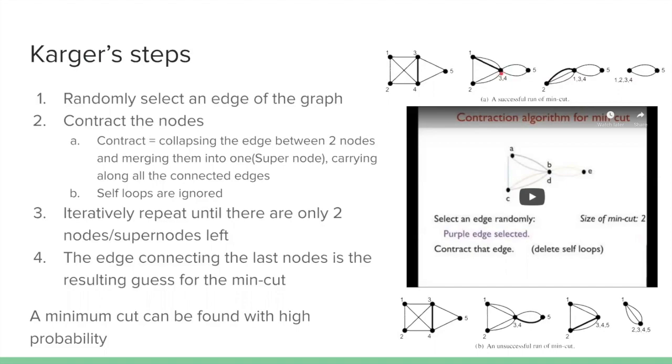So following step 3, we would now iteratively repeat until there are only 2 nodes or supernodes left. So if we randomly select an edge again, and we get this edge between 1 and the supernode of 3 and 4, we could contract those nodes and merge it into one supernode, as seen here. And then if we go again and we get the edge between 2 and the supernode of 1, 3, and 4, we can contract those, and then we would get this graph here on the right. And now we only have 2 nodes and/or supernodes left.